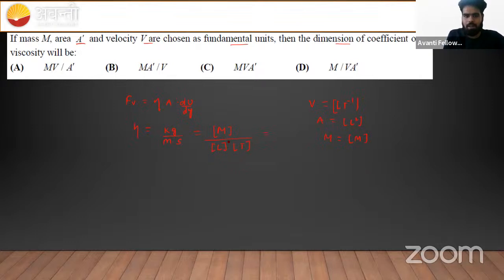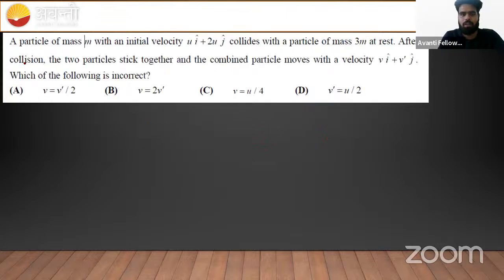So here, in order to convert into the given form, we have to multiply with L and divide by L. This will become L square, and this will become L T minus 1. So this can be written as M, L square, which is the area dash, and L T minus 1, which is the velocity. So option A is the correct one. Let's move to the next problem.